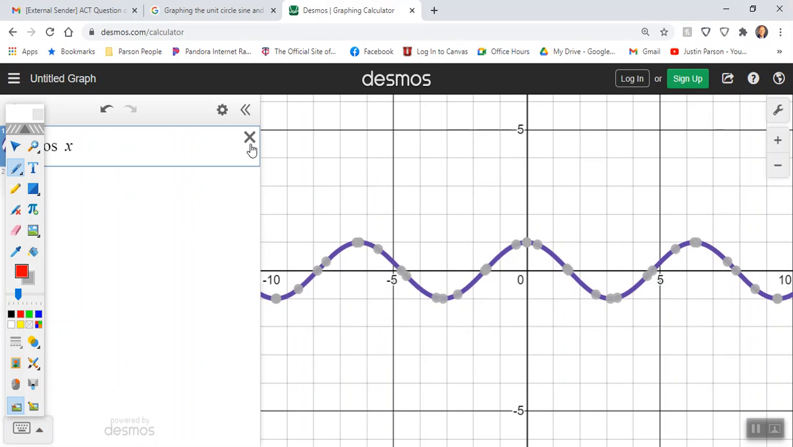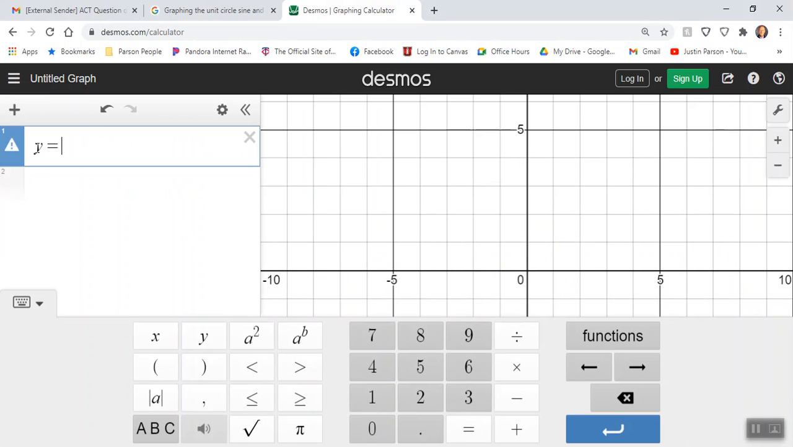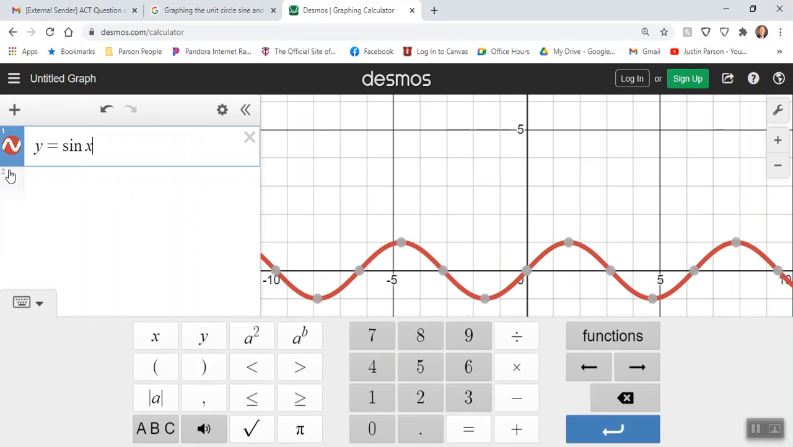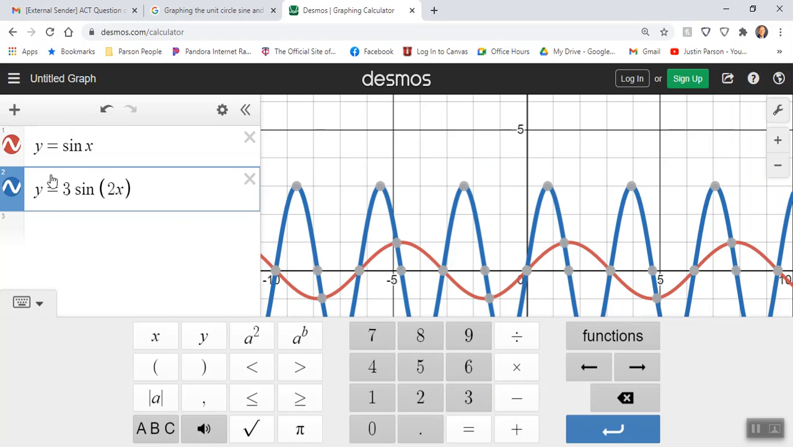Okay, so what was the original function? Sine function, is that right? Yeah. So we've got y equals 3 sine of 2x in parentheses, and then plus 5.